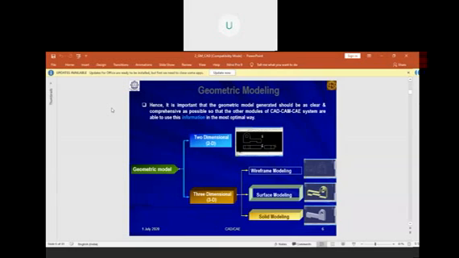So wireframe modeling means any solid object can be represented by its edges, just like you bend a wire along the edges and you can represent a solid object. That is wireframe modeling. Or any solid object you can represent by its surface. That is called surface modeling. And the latest one, the solid model, has more advantages than the previous two.